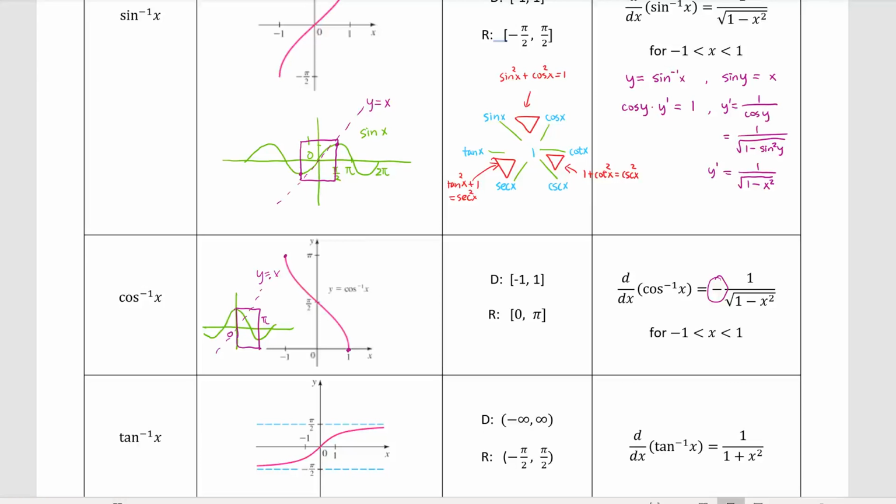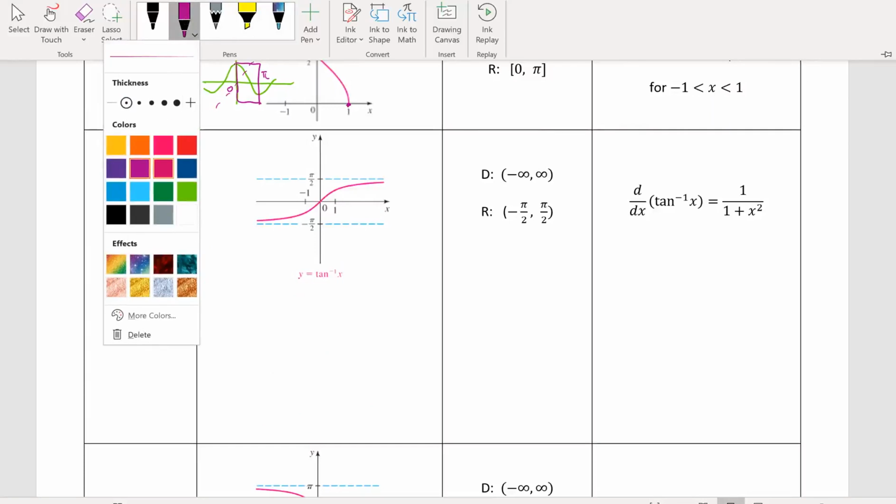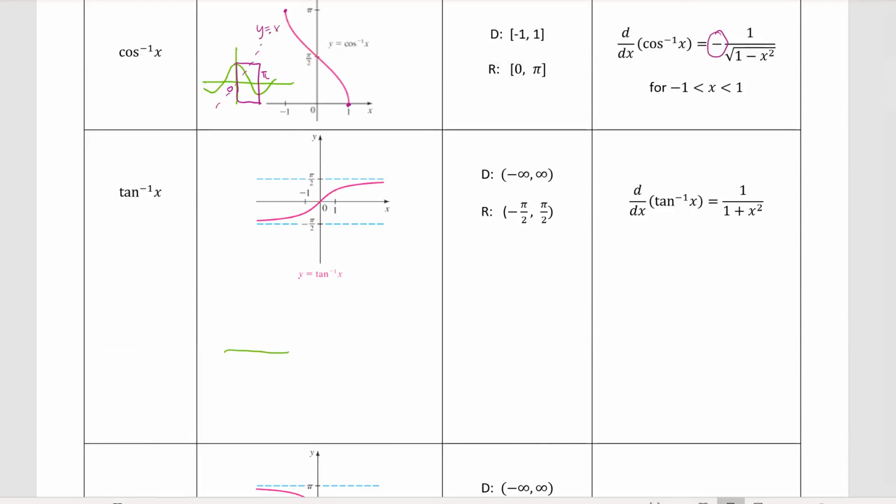Next, let's look at the tangent. Oops, I used green, so let's have green again. What's the graph of tangent?